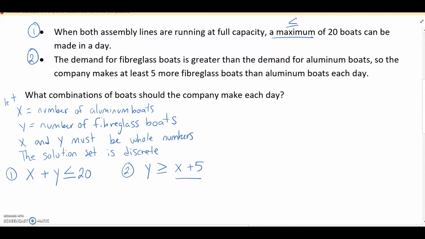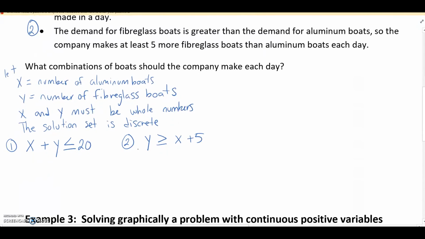Now initially this looks like, well, you added 5 more to the aluminum boats, but you take however many you made. Let's say you made 10 aluminum boats, 5 more. That means that you've got 15 fiberglass boats. So although we're adding the 5 to the aluminum boats, the total there is the number of fiberglass boats being made. And that's where I find students get the most confused.